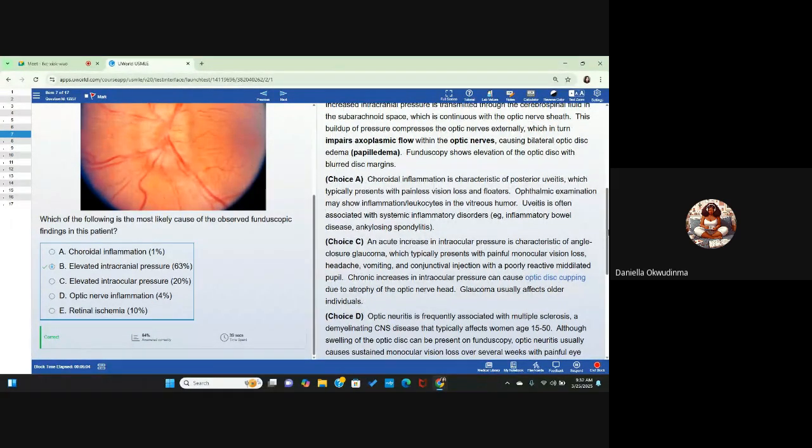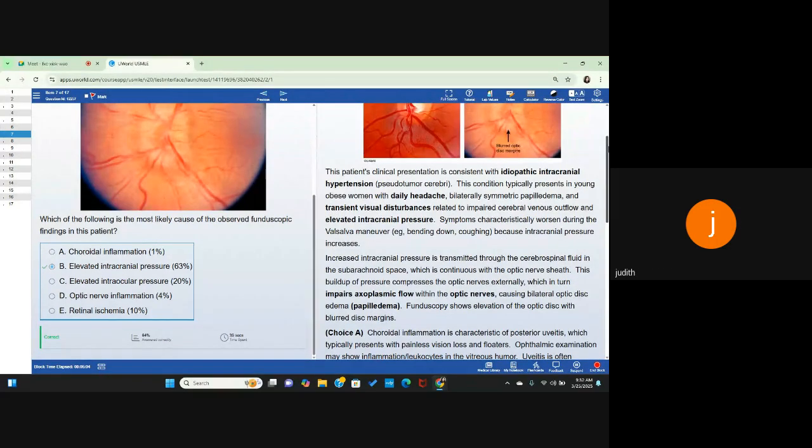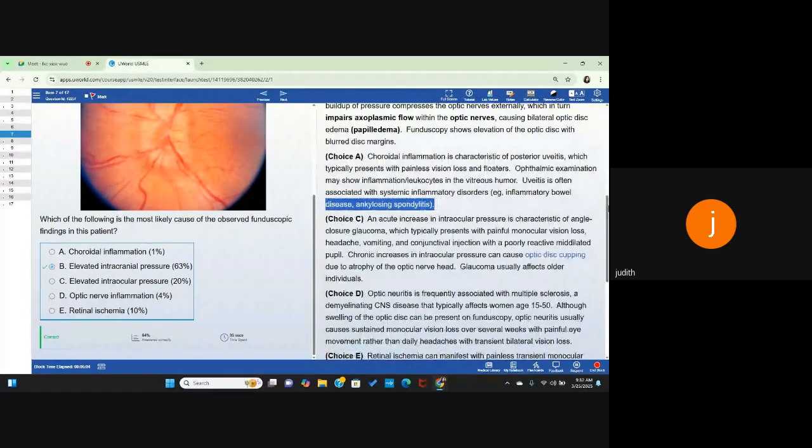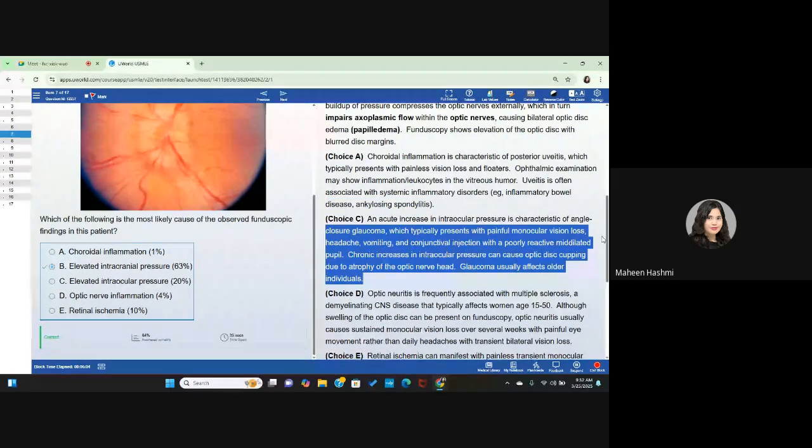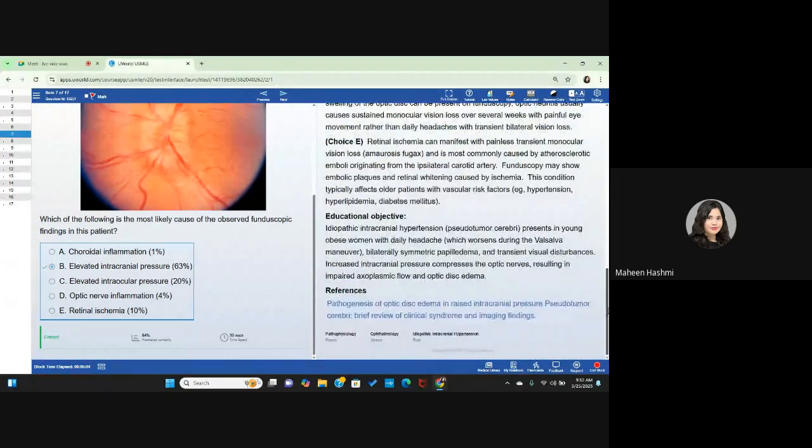Obesity. What else? Female. Hypervitaminosis A. Some medications, like tetracycline. Great, very good.